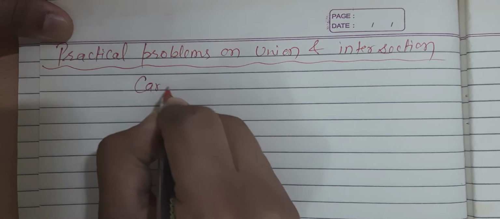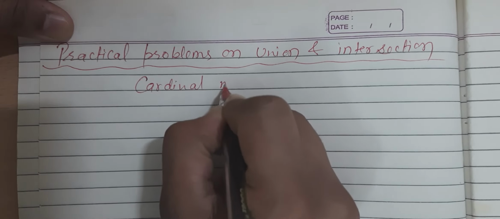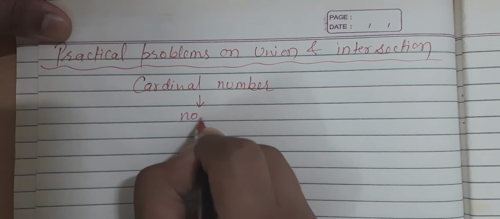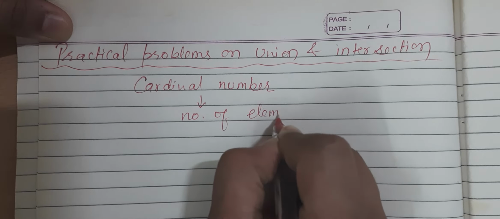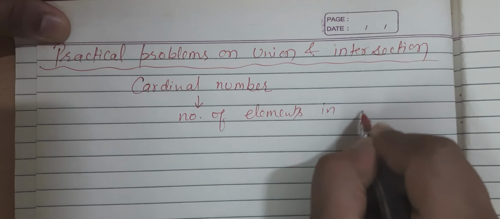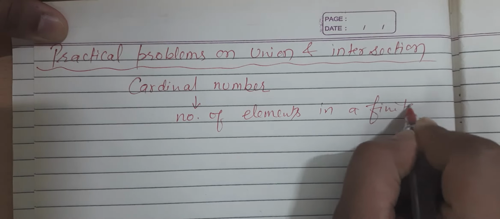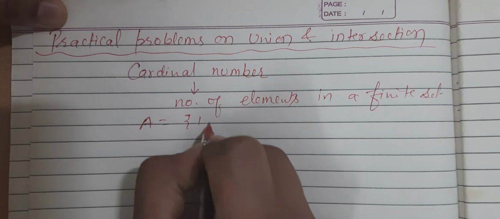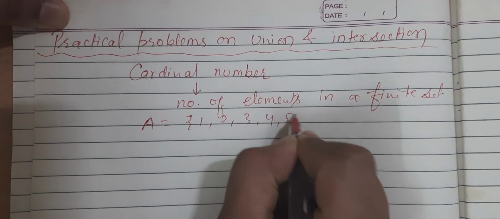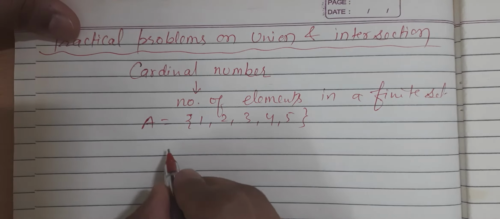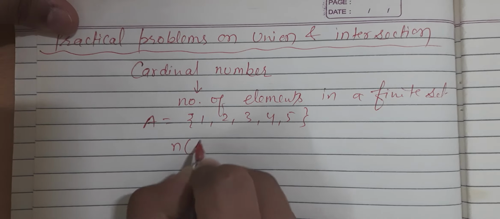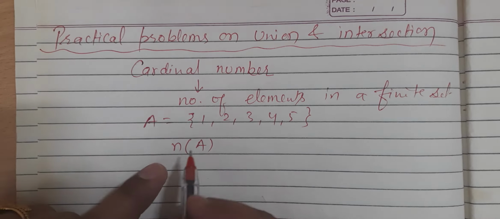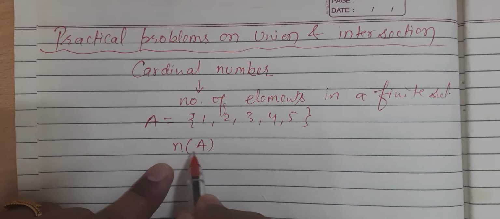The first one is this: what is this cardinal number? Cardinal number means number of elements in a finite set. Suppose we have set A whose elements are 1, 2, 3, 4, 5, then the cardinal number of this set is represented by NA, meaning the total number of elements in set A. Very simple. NA means number of elements in set A.